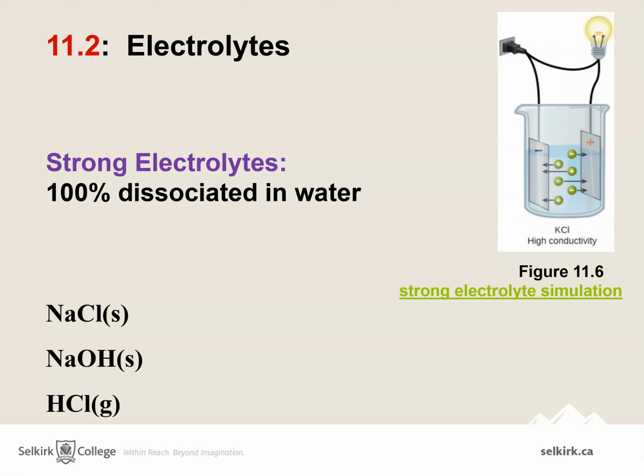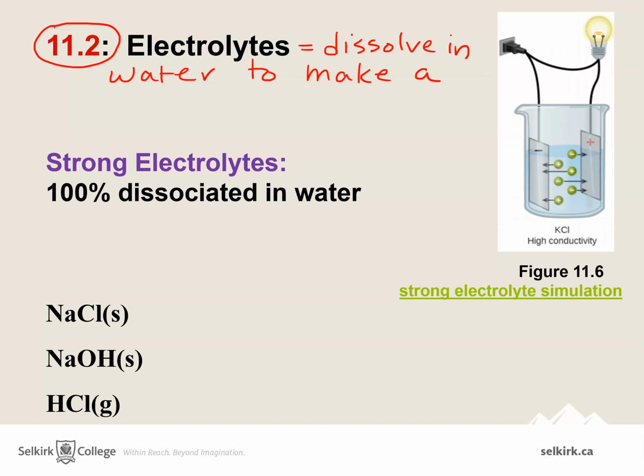Now I'm going to look in a bit more depth at what happens when things dissolve in water, and I'm going to jump ahead in your textbook to section 11.2. Yes, we're still in chapter 4, but there's some interesting, useful information in chapter 11 I'm going to steal and add here. We're going to look at electrolytes, which are substances that dissolve in water to make a solution (SOLN) that conducts electricity.